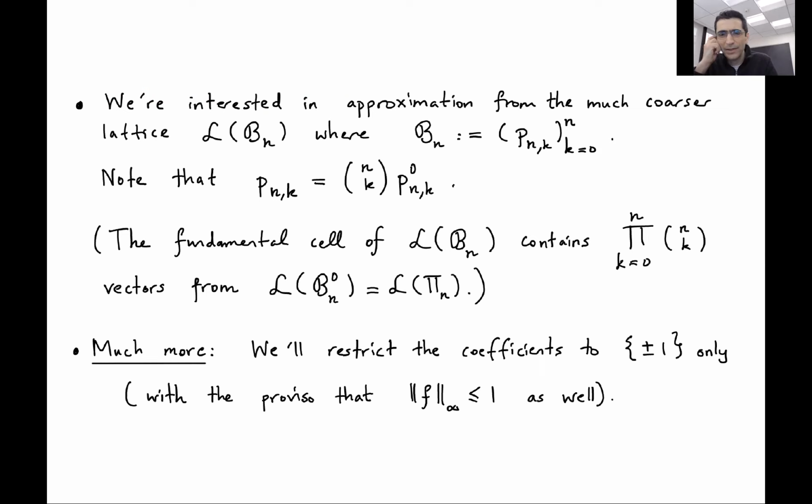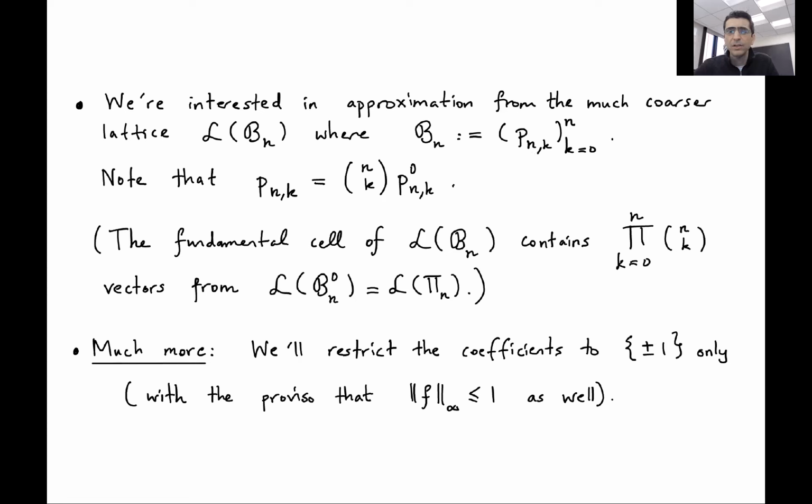Now in this talk, I'm going to be talking about approximation from a much coarser lattice. This is what I call the Bernstein lattice. Now I will be looking at integer linear combinations of the Bernstein basis p and k. These have the n choose k in front, so they are scaled by an integer that could be exponentially large in n. So the lattice generated by b sub n, the Bernstein basis, is a lot coarser as a result.